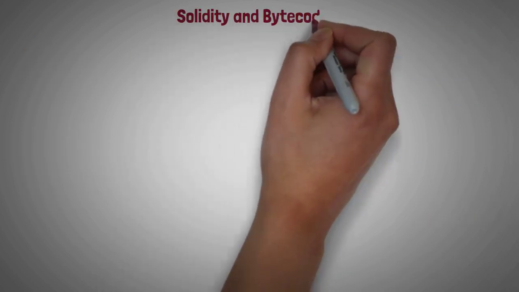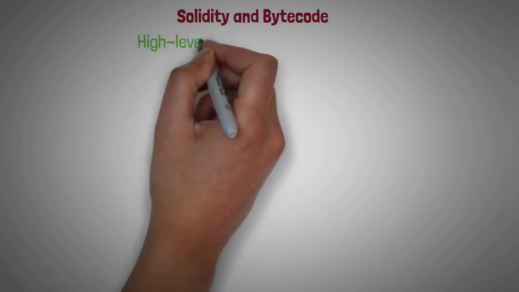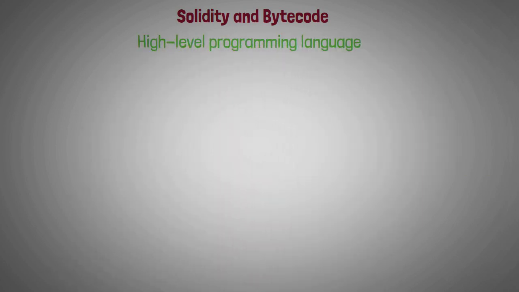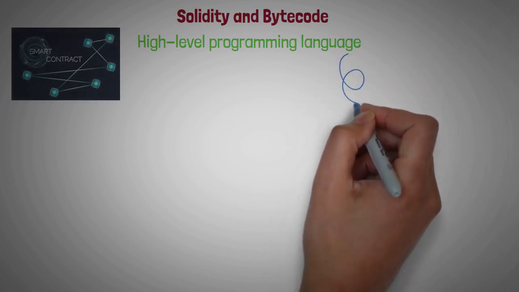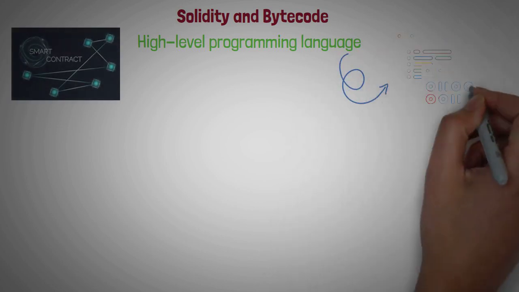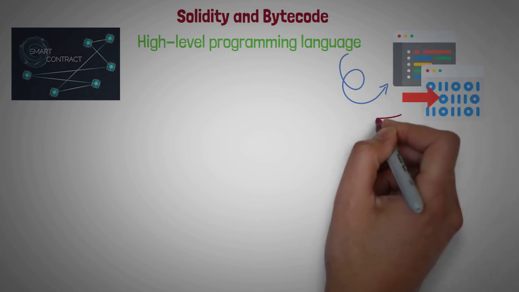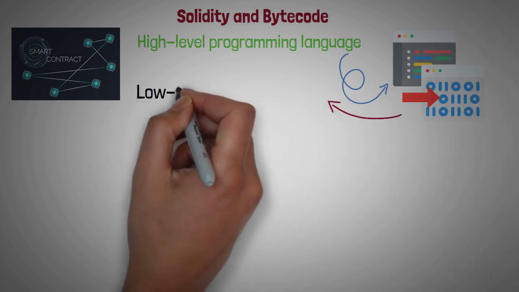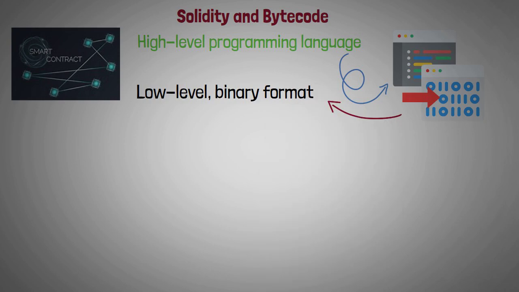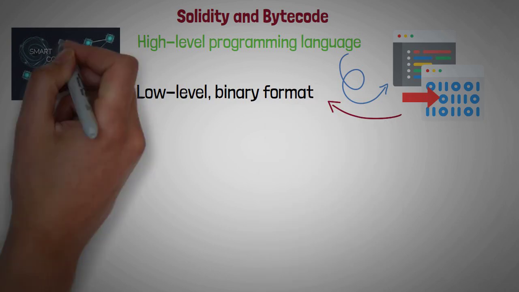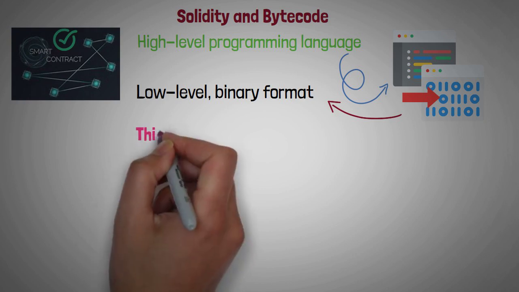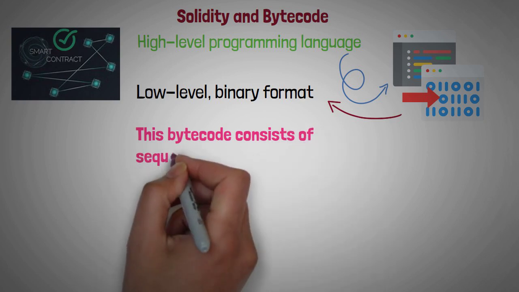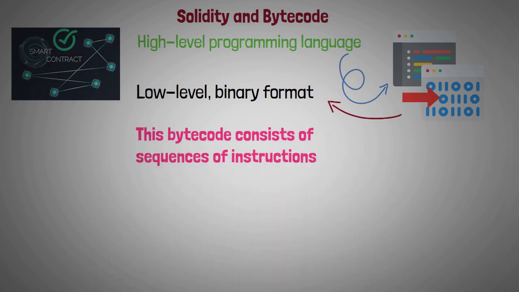Solidity and Bytecode. Solidity is a high-level programming language specifically designed for writing smart contracts on the Ethereum blockchain. It allows developers to write code in a human-readable format, which is then compiled into bytecode. Bytecode is a low-level binary format that the Ethereum Virtual Machine, EVM, can execute. When developers write smart contracts in Solidity, the code must be compiled into bytecode using a compiler. This bytecode consists of sequences of instructions that the EVM interprets and processes.